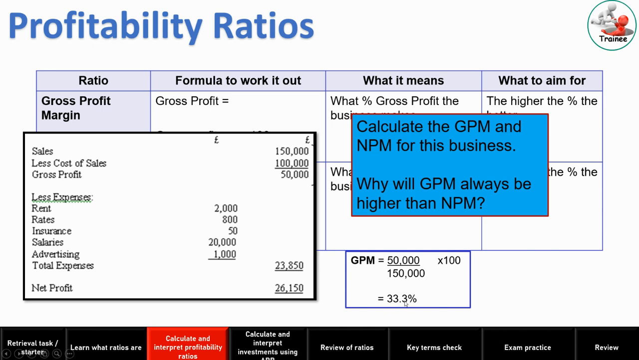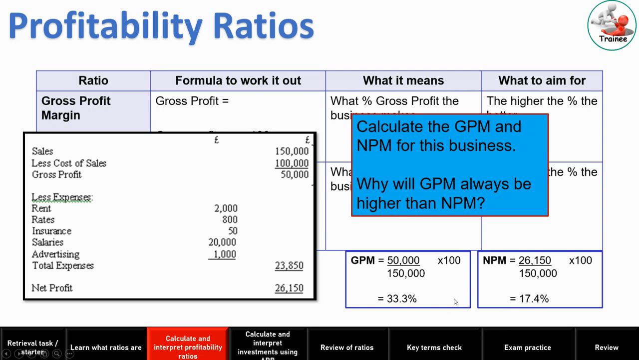So we've got a gross profit margin of 33%. If we do the same for the net profit margin, net profit, which is 26,150, divided by sales revenue, 150,000, times by 100 again, tells us we're making a net profit of 17.4%.